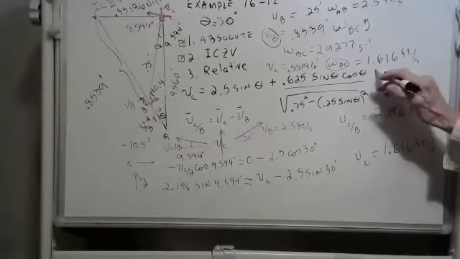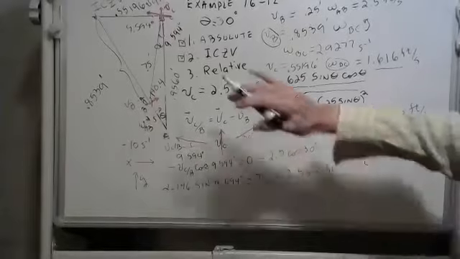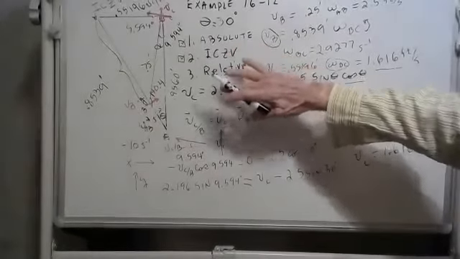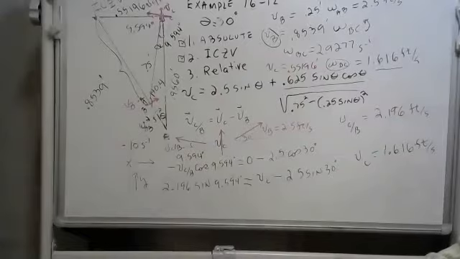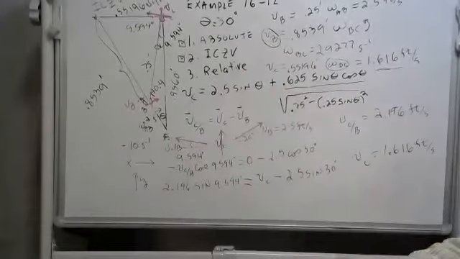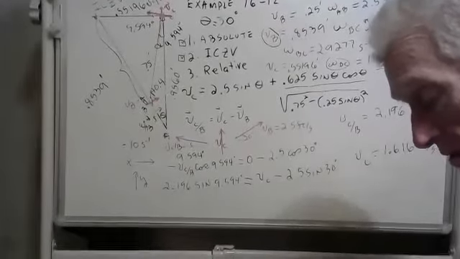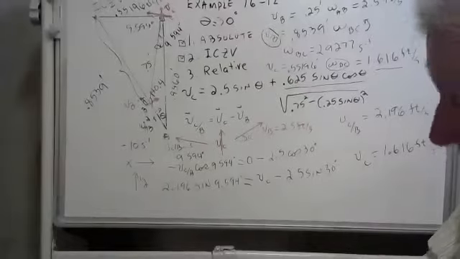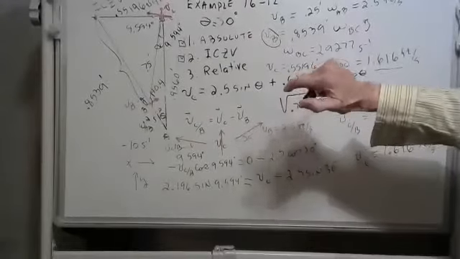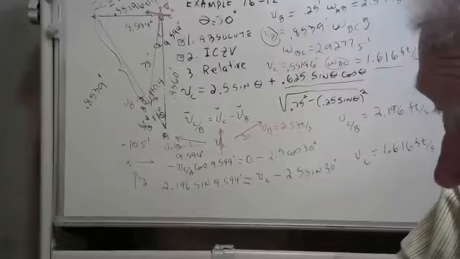You know what? That's the same answer that we got using the absolute method. It's the same answer we got using the ICZV method. And now we've shown you how to do the relative motion method. Does anyone out there have any questions about the three methods to solve solid body kinematics?